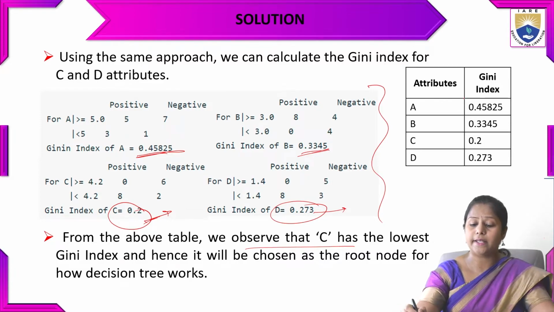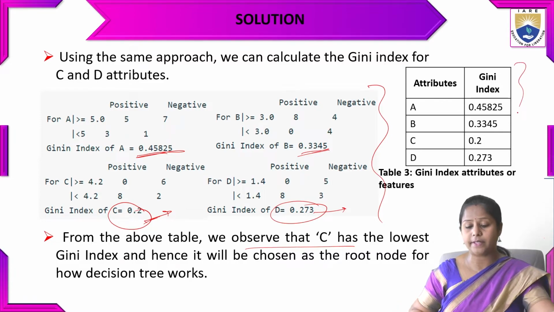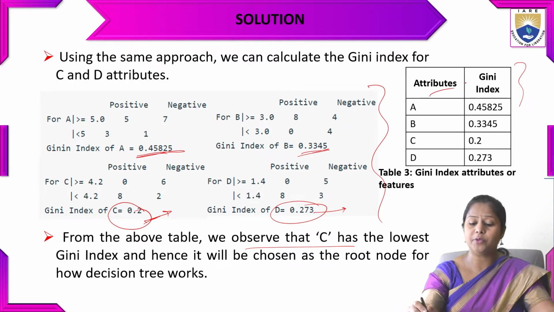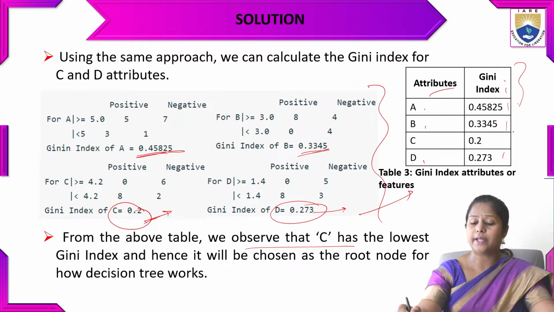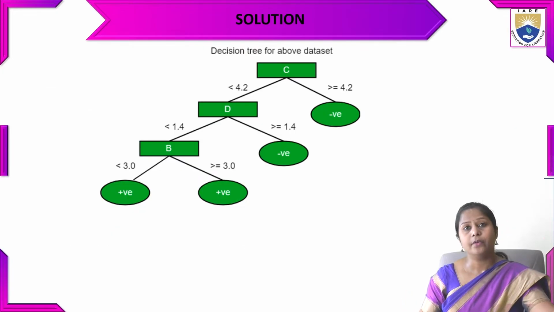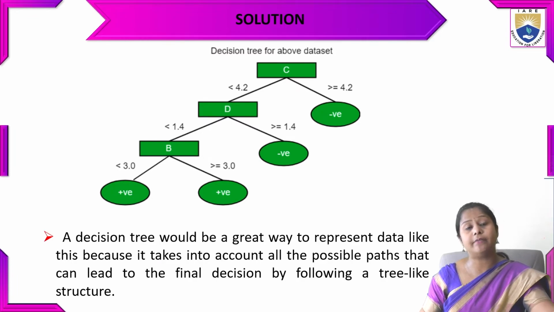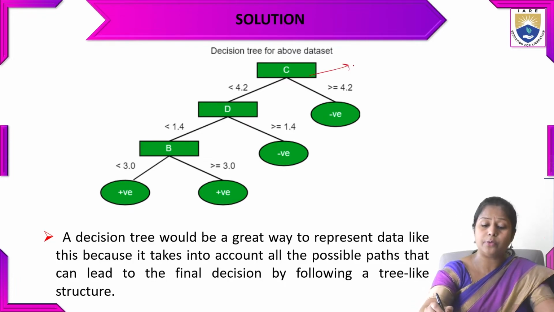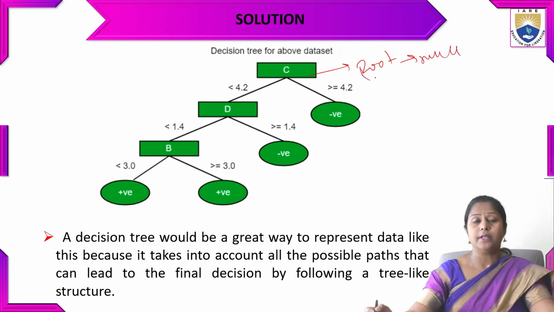From this table we can see the Gini index for the attribute features. Here the attributes are A, B, C, D, and the Gini indexes are listed, for simplicity of the calculations. We can directly see here 0.2 is the lowest Gini index. So the decision tree will be depicted like this. The decision tree for the above data set will have C as the root node.